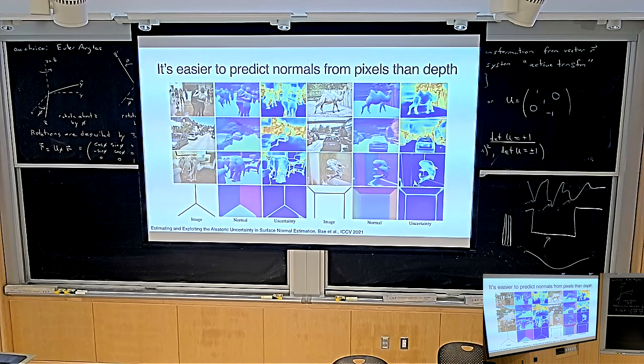The surface normal is different, because the surface normal is a local property of the scene. In other words, to predict what the surface normal of this point looks like, you might not have to reason about the scale of the whole bottle. It might suffice to just look at the local neighborhood of the pixel. And so it turns out that this translates to surface normal prediction being much simpler.